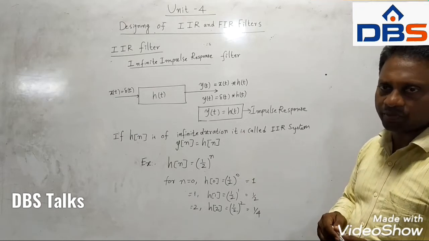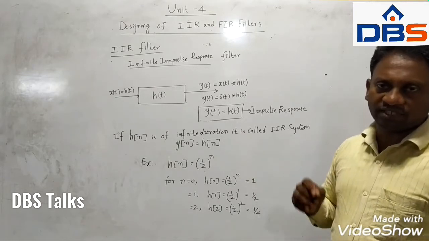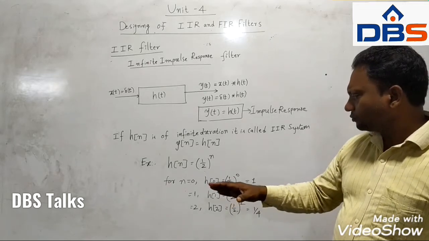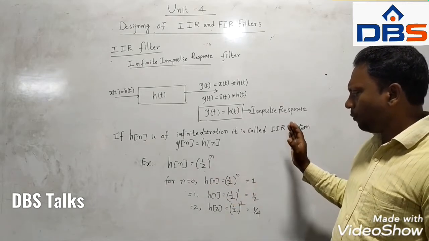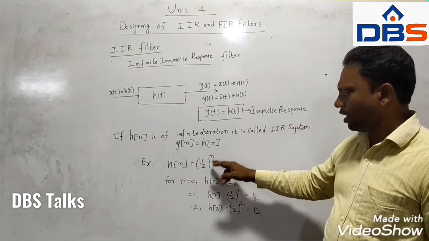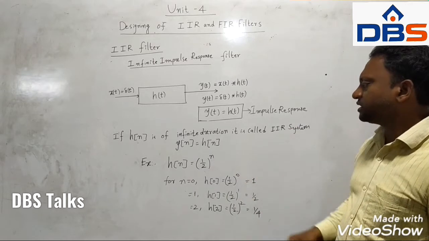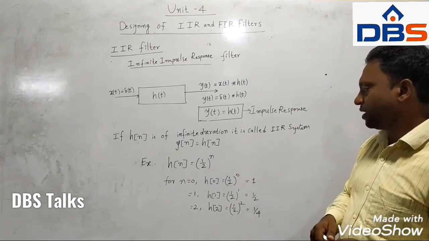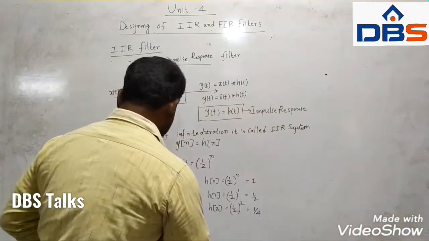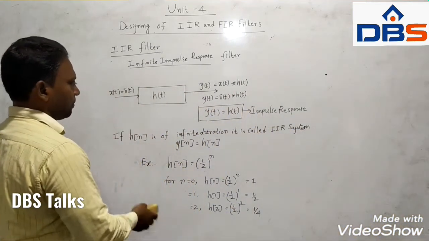Infinite impulse response means if the impulse response of the system h of n is defined for up to infinity time, for the entire n value from 0 to infinity, then it is called an infinite impulse response system. Okay, so that is what the infinite impulse response system is.